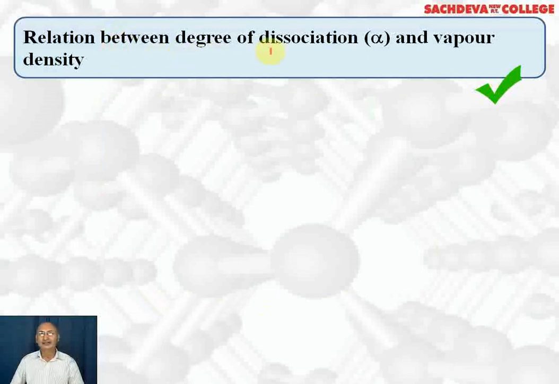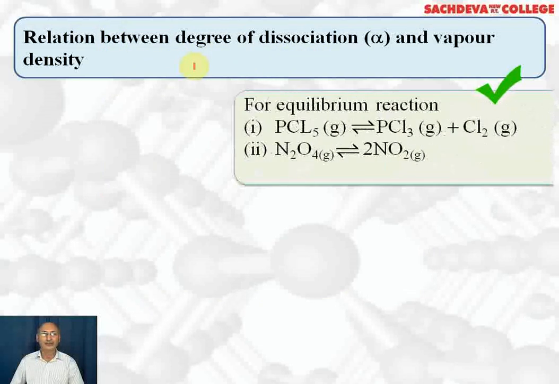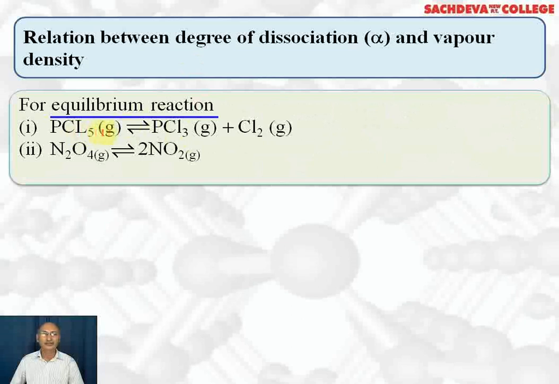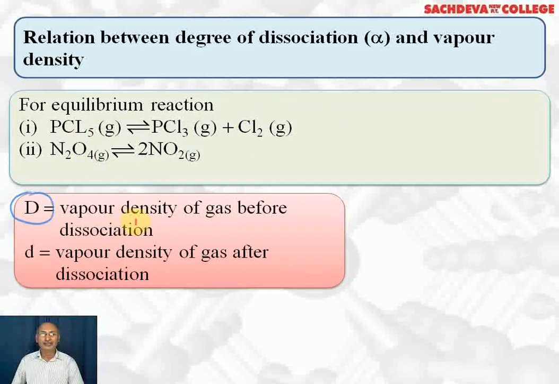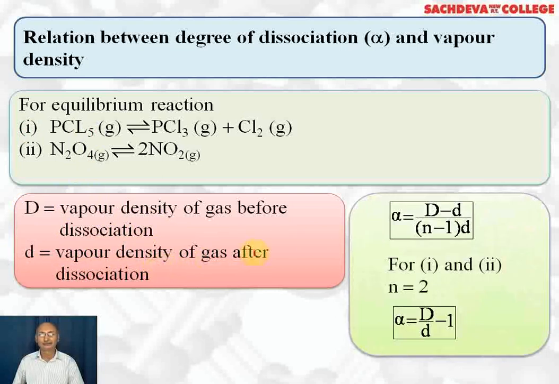Next we are taking the relationship between degree of dissociation and vapor density. For the equilibrium reactions PCl5 gas gives PCl3 gas plus Cl2 gas, and N2O4 gas decomposes to form 2NO2 gas. Capital D is the vapor density of the gas before dissociation, that is in the beginning, and this is also called theoretical vapor density, which is equal to molecular weight divided by 2. Small d is the vapor density of the gas after dissociation at equilibrium. So the formula is alpha is equal to capital D minus small d divided by (n minus 1) into d.